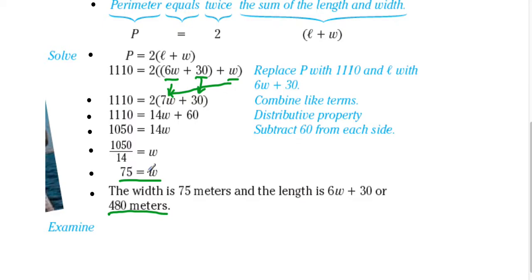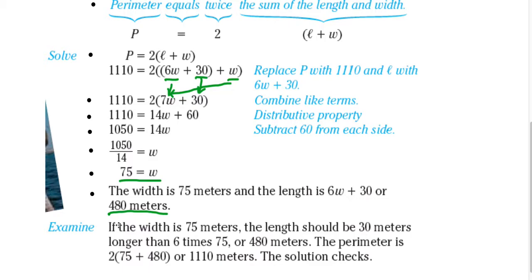That's a huge pool. If we want to check our answer, see if it's correct or not, if the width is 75 meters, the length should be 30 meters longer than 6 times 75, which is 480 meters. It checks out. At the same time, the perimeter is 2 times 75 plus 480, which gives us 1,110 meters. The solution checks out, and our answer is correct.